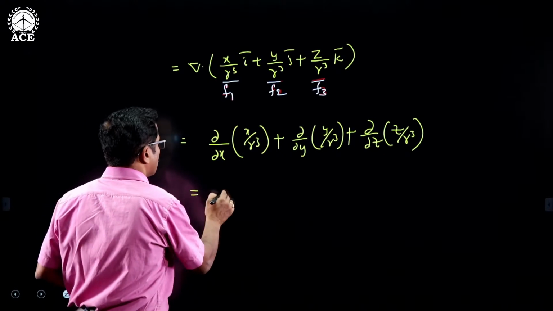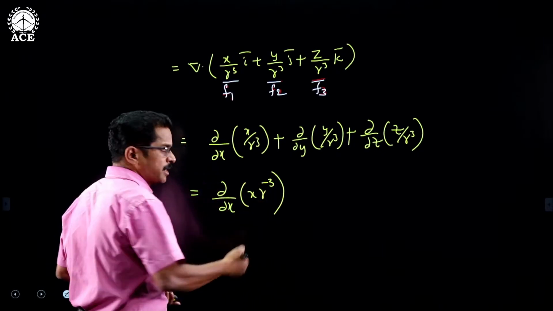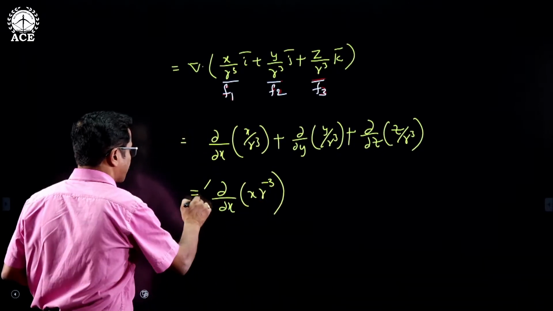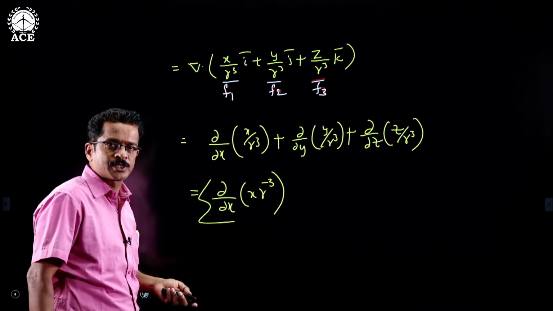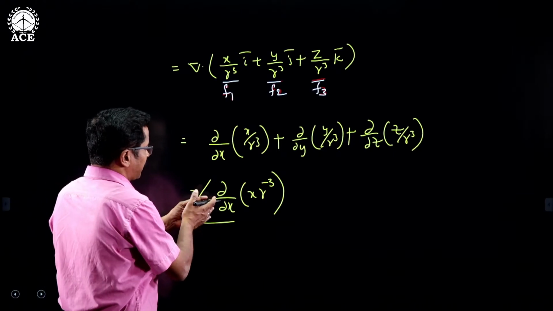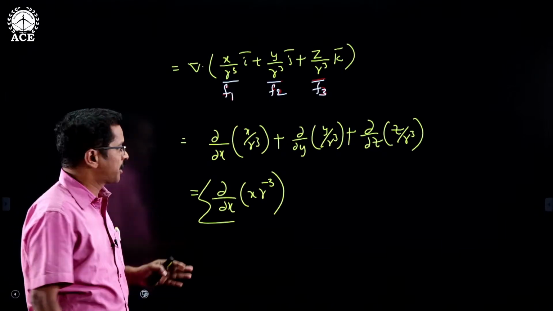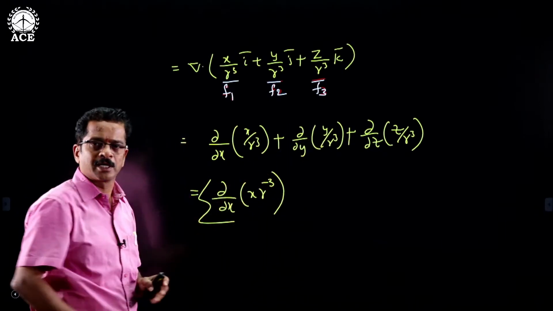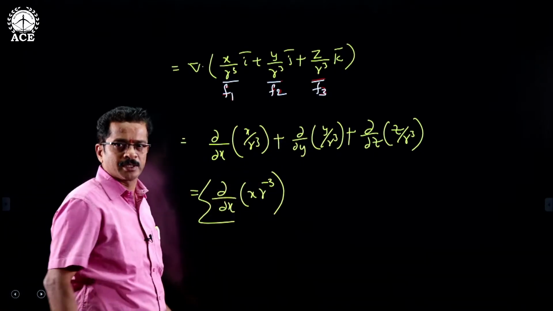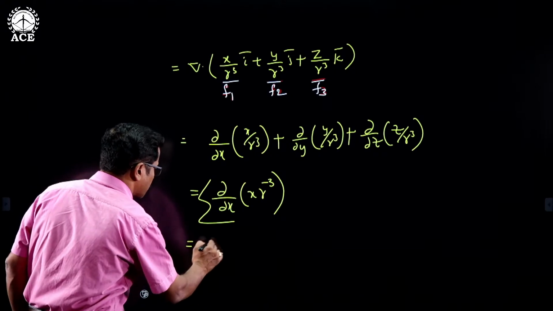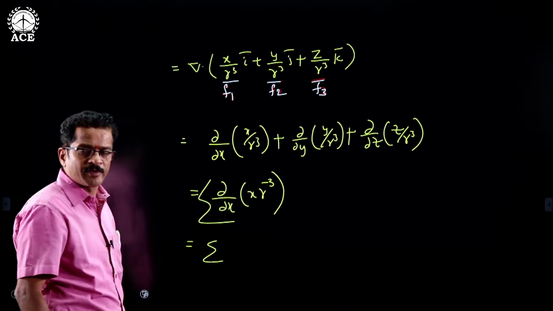So which is equals to dou by dou x of x into r power minus 3, I used to write. So this I will put under summation. Instead of writing the whole expansion, I will put it simply in summation, so that the summation part includes all the expansion. Right? So which is equals to summation dou by dou x of x into r power minus 3, where r is a function of x, y and z.